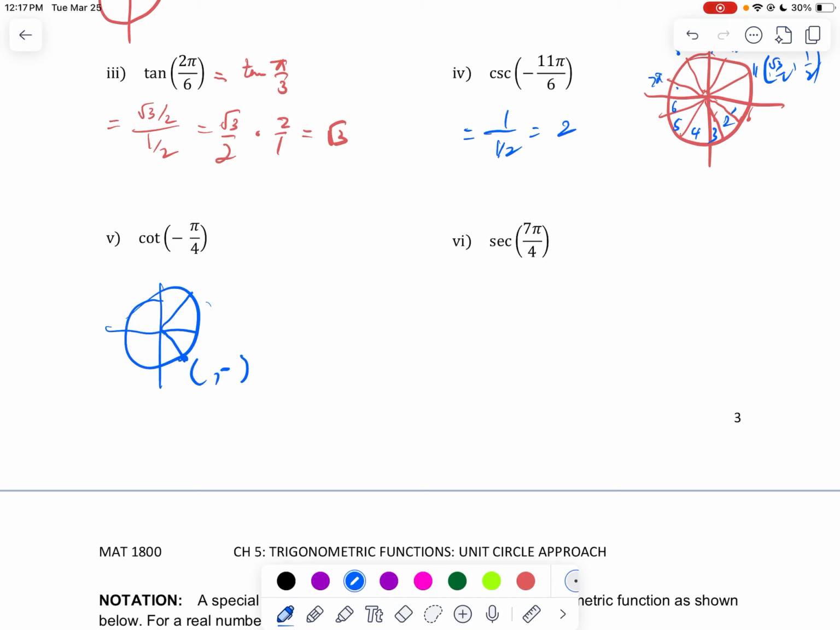And what is the coordinate? Well, pi over 4 will have square root of 2 over 2 comma square root of 2 over 2. So here we will have square root of 2 over 2 comma negative square root of 2 over 2. So cotangent is x over y. So we get square root of 2 over 2 divided by negative square root of 2 over 2, which gives me negative 1. So cotangent of negative pi over 4 is equal to negative 1.